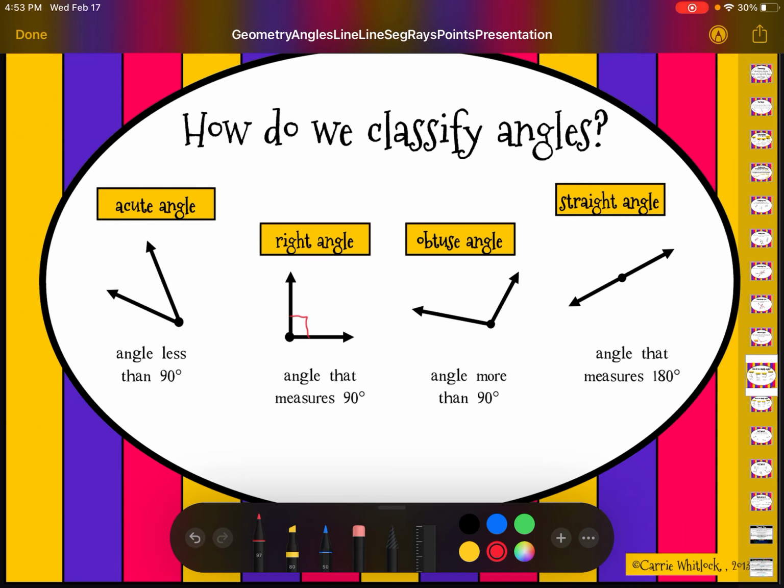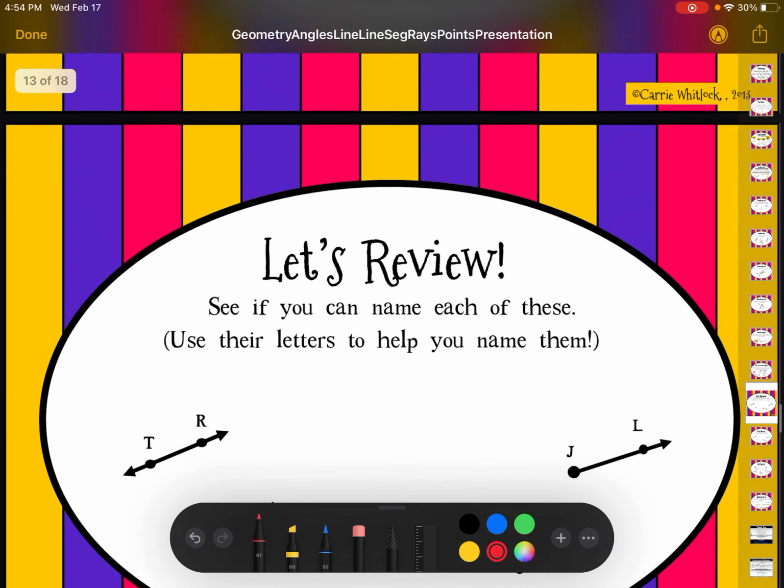Obtuse, those are the bigger ones. Those are angles that are more than 90 degrees. And then we can also have a straight angle. A straight angle is a straight line with a point in the middle, and that measures 180 degrees. So it's just laying flat. Acute, right, obtuse, and straight.